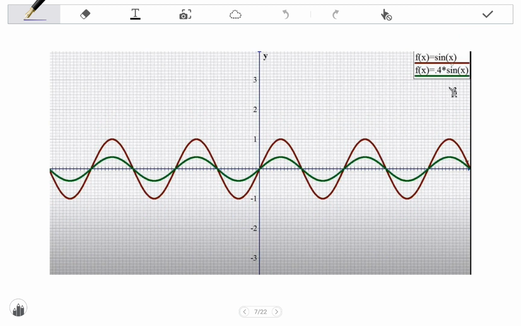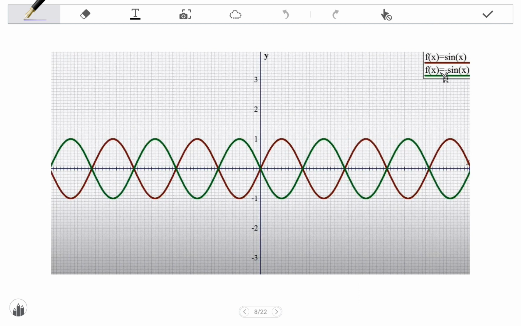Looking at another equation where the value of A has been changed, here our A value is 0.4. So looking at the green graph there, we notice that the amplitude is 0.4. So the amplitude is the A value. In this case, again, the only thing that has changed is the A value.